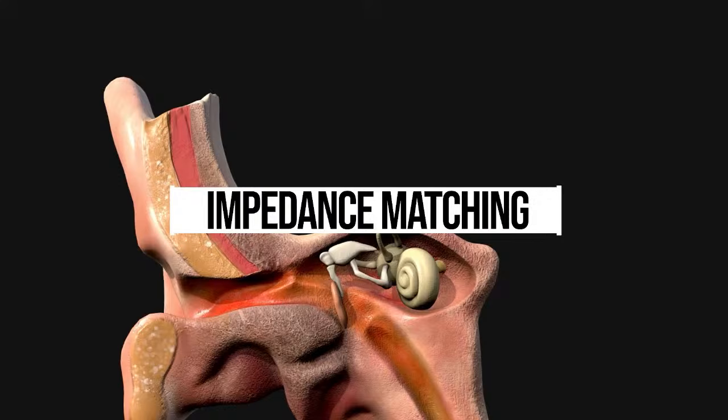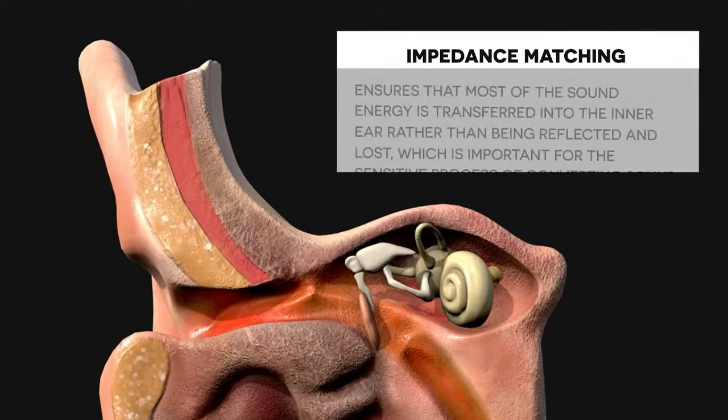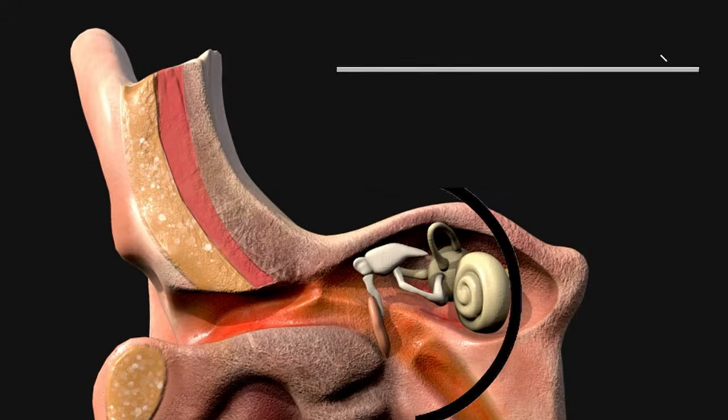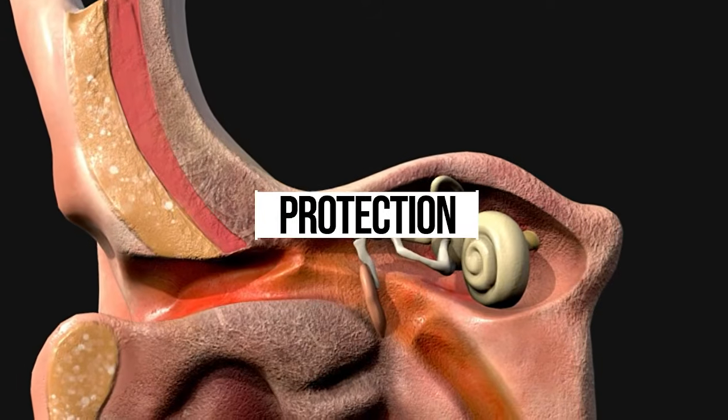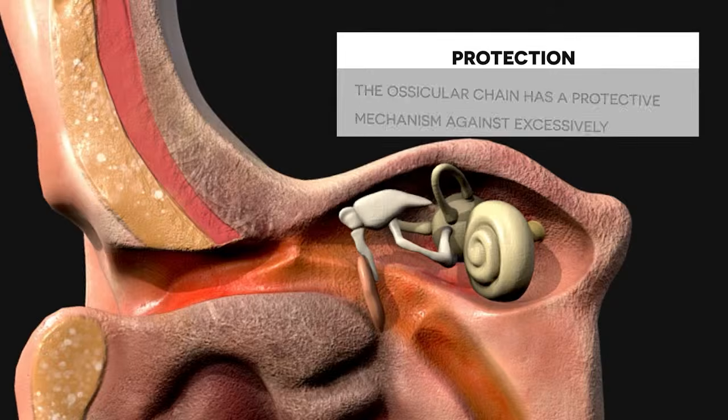Impedance matching. The ossicles also play a role in impedance matching between the air in the external auditory canal and the fluid of the cochlea. Impedance matching ensures that most of the sound energy is transferred into the inner ear rather than being reflected and lost, which is important for the sensitive process of converting sound waves into neural signals. Protection. The ossicular chain has a protective mechanism against excessively loud sounds.